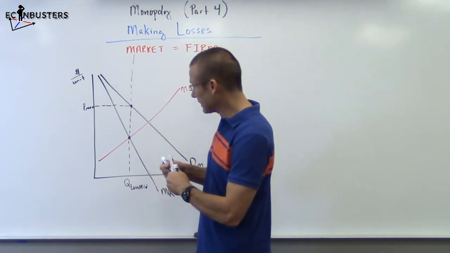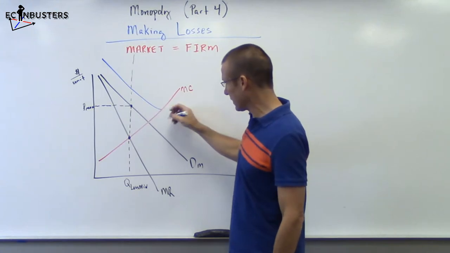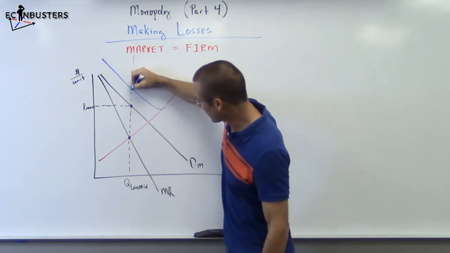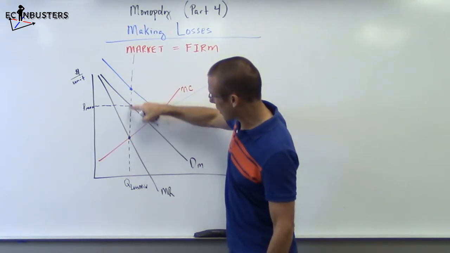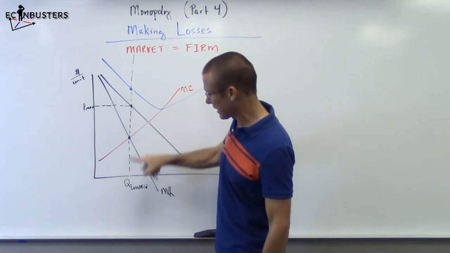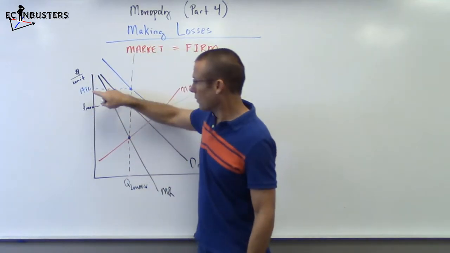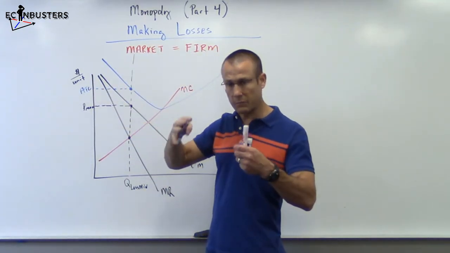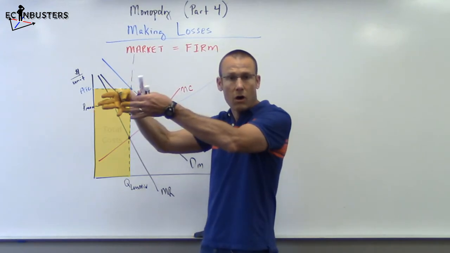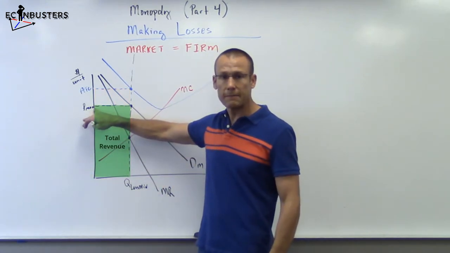So my ATC line is downward sloping all the way to MC, then upward sloping. There's ATC. What's the dot that's important? Right there. This is my average total cost, this vertical distance, measured in dollars per unit. This is my average total cost at that level of output. So I bring this over, ATC. Well, if my average total cost, at the per unit level, is greater than my per unit revenue, which is the price, I'm making losses.